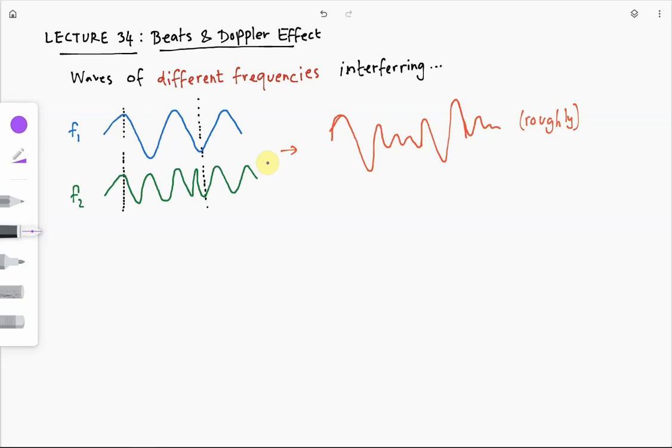Hello, folks. Welcome to Lecture 34, where we will talk about beats and something called a Doppler effect. Now, let's talk about beats first.